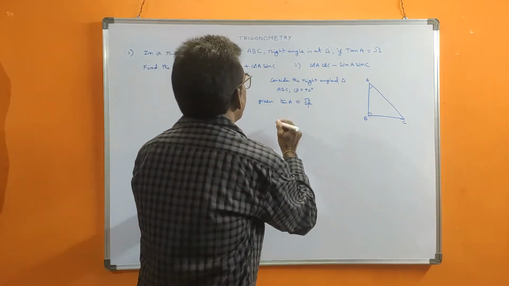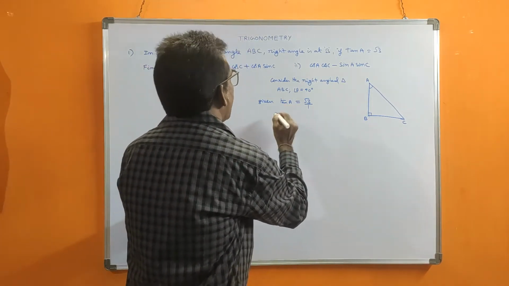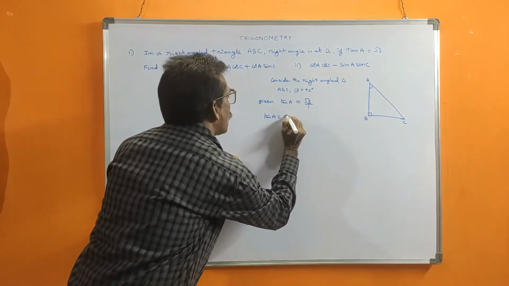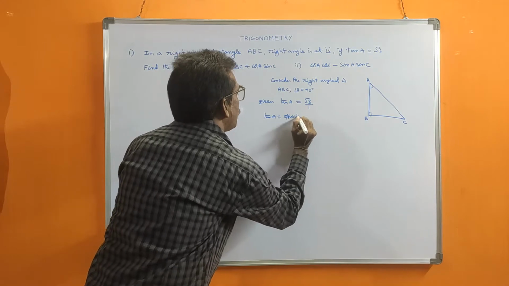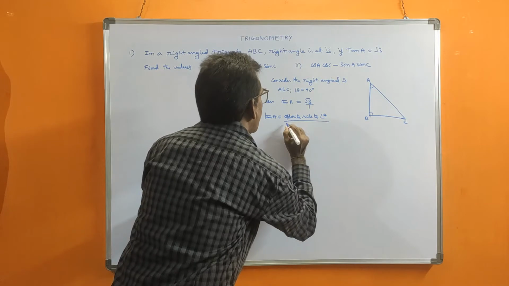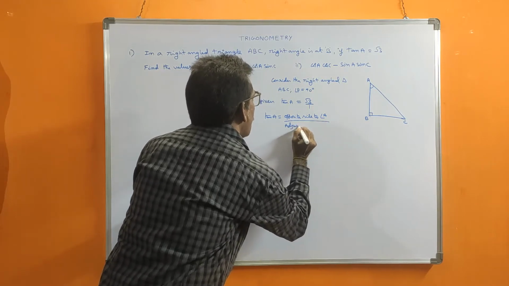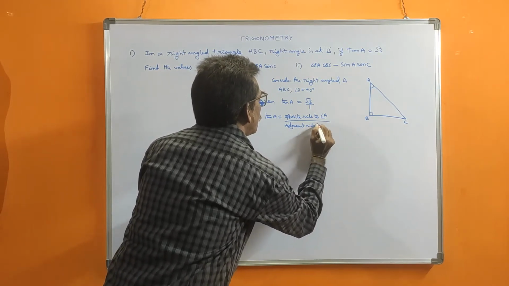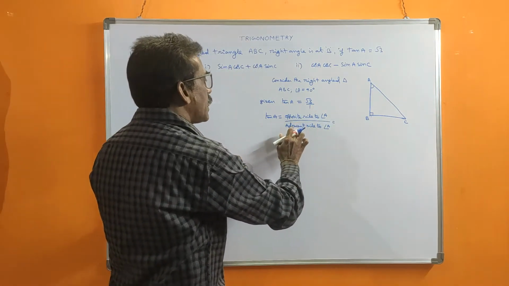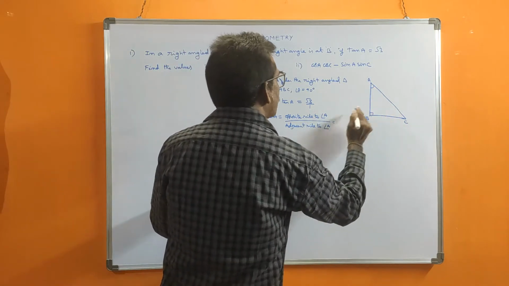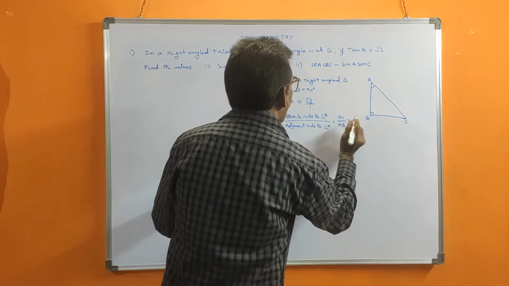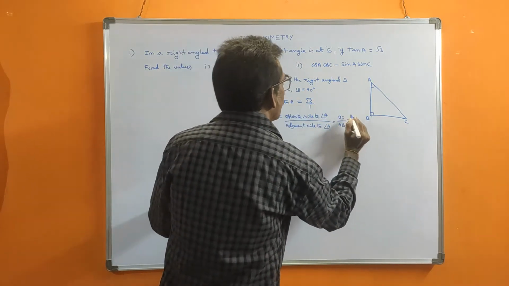So tan A. Now for angle A, you write the tan formula. So tan A formula is what? Tan is opposite side by adjacent side, opposite side to angle A by adjacent side to angle A. For A, what is the opposite side? BC. What is the adjacent side? AB.